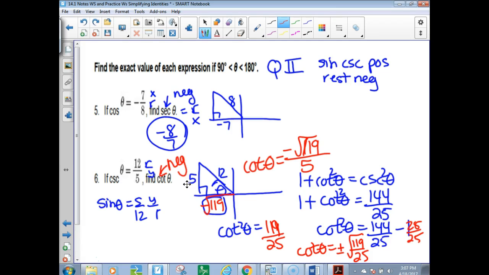144 minus 25. That's a hypotenuse. I'd still have 144 minus 25. Yeah. Square root of 119.